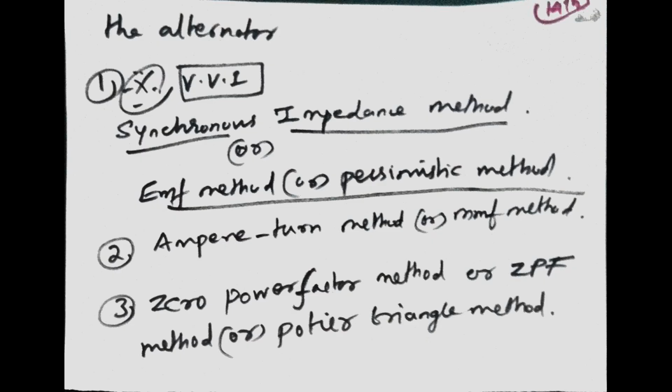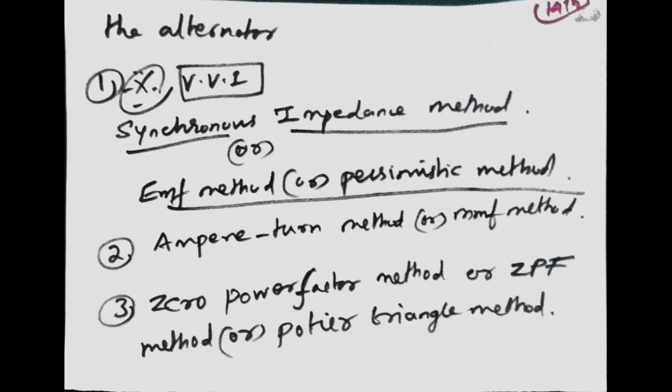For large machines, the cost of finding the regulation by direct loading becomes prohibitive. Hence, other indirect methods are used, as discussed below. It will be found that all these methods differ chiefly in the way the no-load voltage E0 is found in each case. First, the synchronous impedance or EMF method, due to Behn-Eschenburg. Second, the ampere-turn or MMF method. Third, the zero power factor or Potier method.